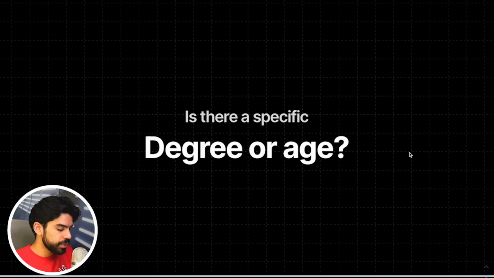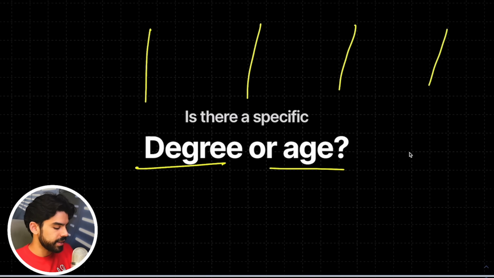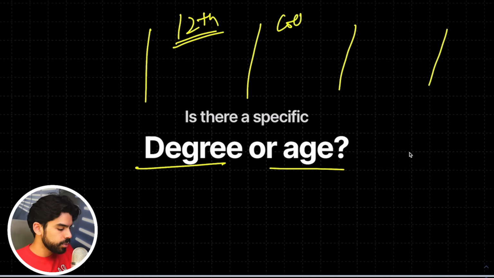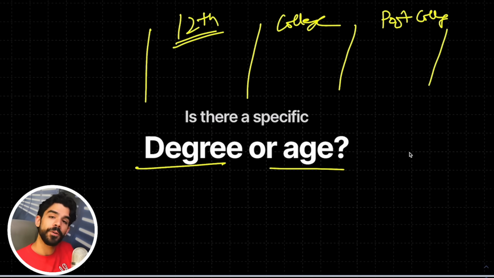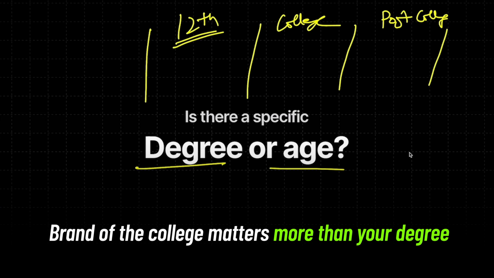Now the question is, do you need a specific degree or an age? Let's answer this question for 3 different categories of people. Someone who's in school just about to cross their 12th, somebody who's in college, and somebody who is done with undergraduation. Now if you're in school, let me tell you this: more than the degree, it matters the brand of your college.